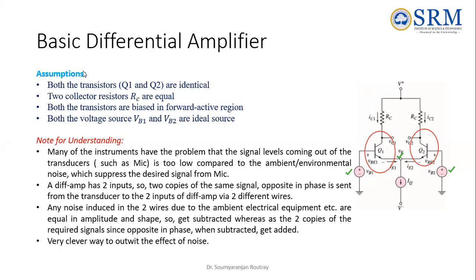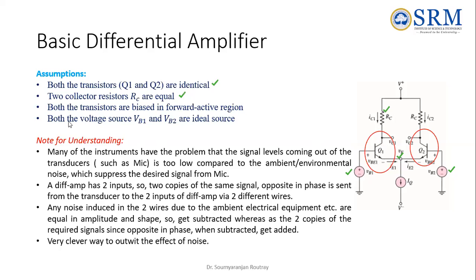And assumptions we will see: both the transistors Q1 and Q2 are identical. Previously also we have discussed the current mirror circuit. Identical means the beta value should be the same and it should work under a constant temperature. The second point is that the two collector resistors RC are equal, and both the transistors are biased in the forward active region. Both the transistors are working in active mode. This is very easy, all of you know this.